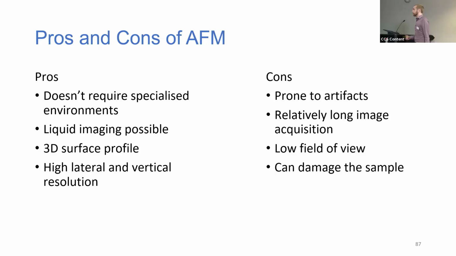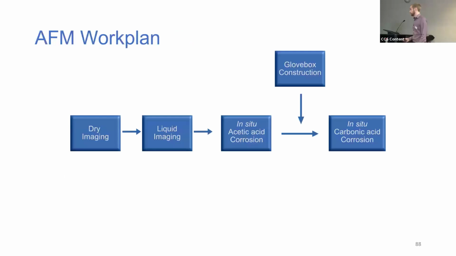The field of view on the specific AFM I use, the maximum size I can image is a 100 by 100 micron area. Now, in my work, this is not a problem because I want to see very small features coming from early stage corrosion. So, not necessarily an issue for me. Also, it can damage the sample. This is, I believe, a problem more associated with contact mode, and it's not an issue that I've ever seen.